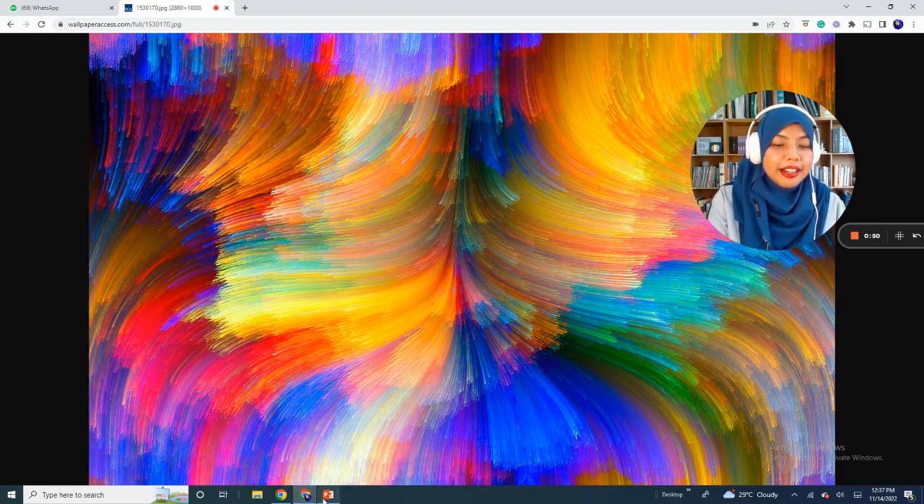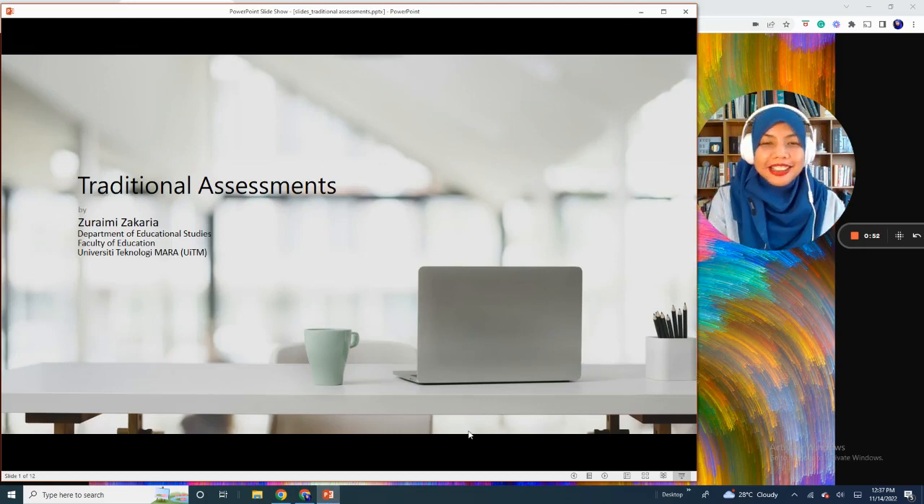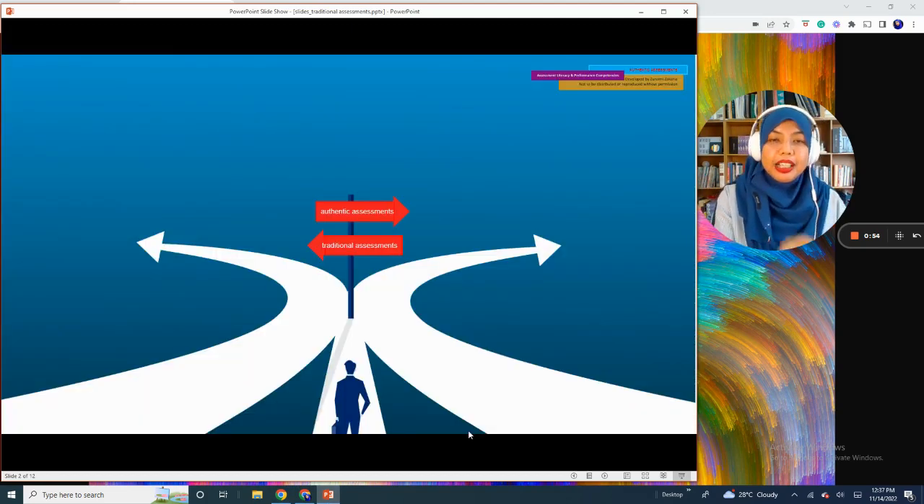Alright. Traditional assessment. So, we are going to take a deeper dive into authentic assessments. But before we get to do that, let us have a clear understanding of what traditional assessment is. Then only we are going to have a look at authentic assessments pula. And by doing that, you have a better idea of how these two really differ from one another.